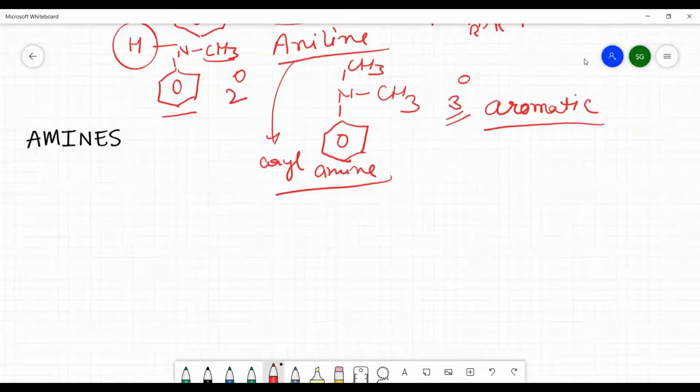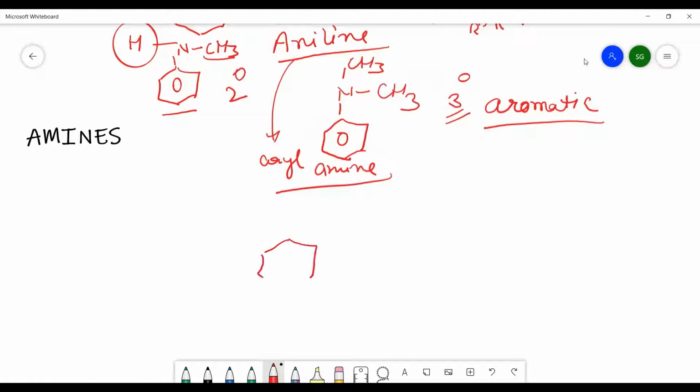Now, another type of classification is the benzylic amine, in which the benzylic group is present. All of you know well, this group is the benzylic group. When we add NH2 here, this is called benzylic amine. If we add OH here, this is called benzylic alcohol. When we add chlorine, bromine, meaning a halogen, it becomes benzylic chloride. So in this manner, we can form primary, secondary, tertiary, aliphatic and aromatic amines, and we can also form the benzylic amine. So this was all about the classification of amines.